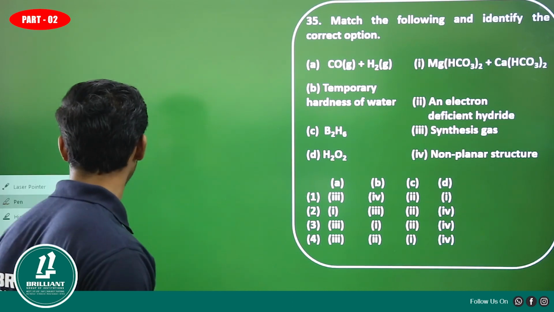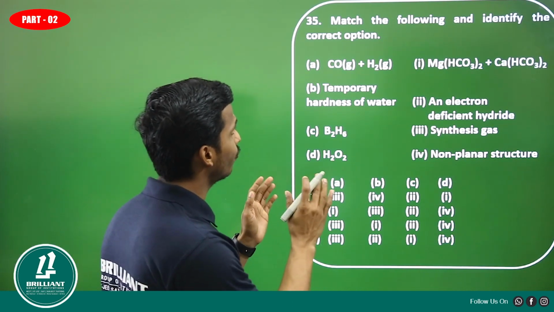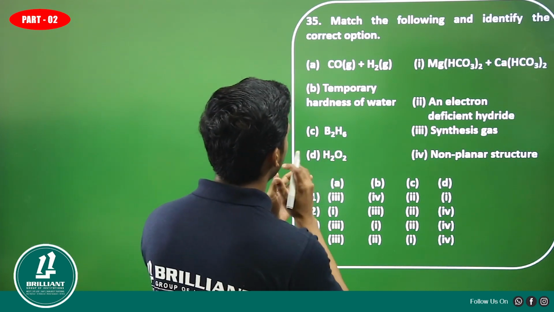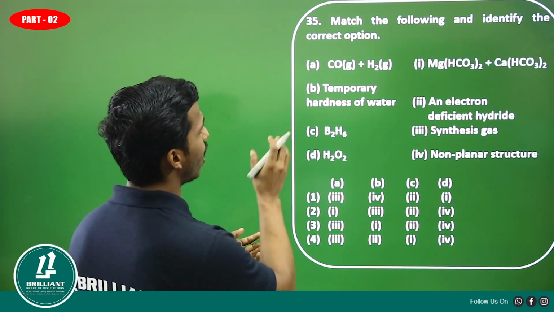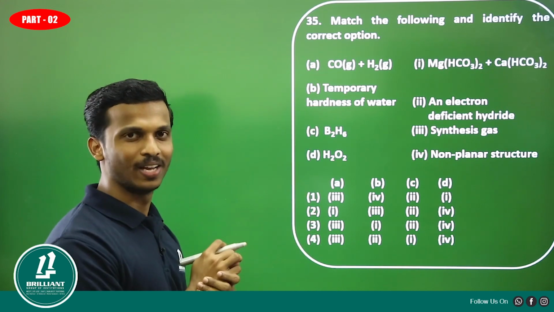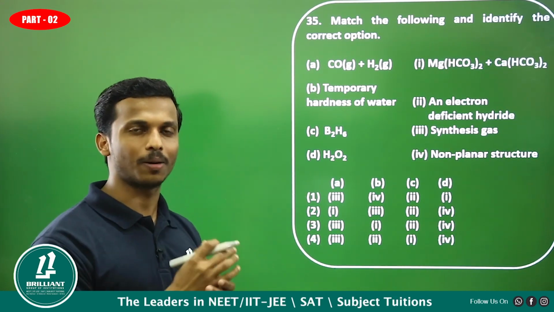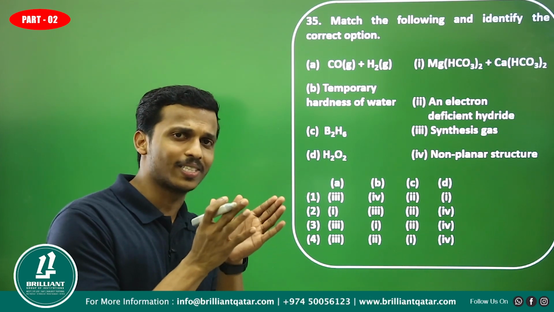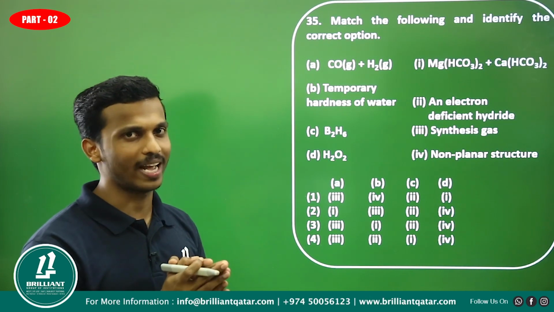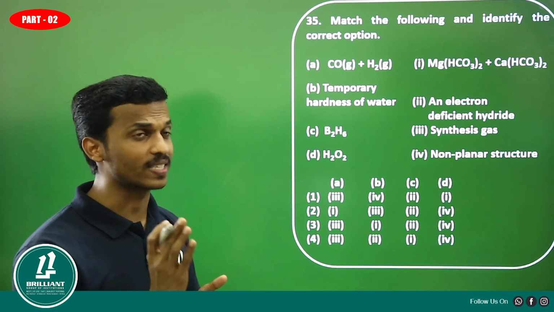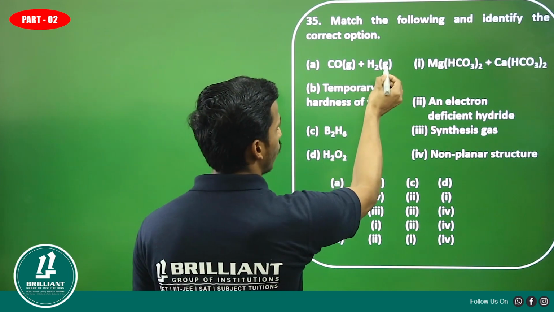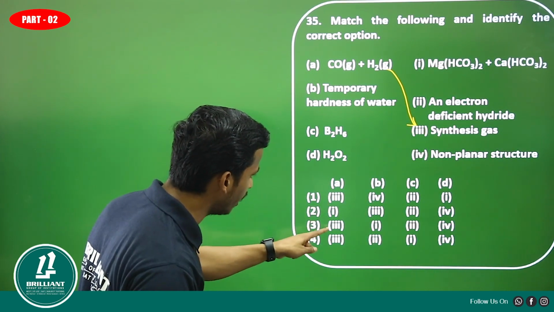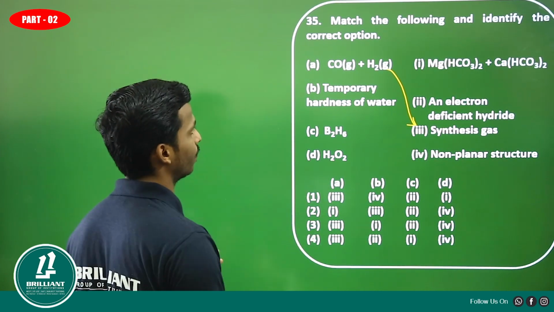Again, a simple pattern of question. Match the following and identify the correct option. Let's see. First, compound A is given: carbon monoxide and hydrogen. You studied in the s block element chapter, p block, everywhere, what is meant by a carbon monoxide and hydrogen mixture? It is called synthesis gas or syngas, right? So option A goes to the third one. Let's check the second one.